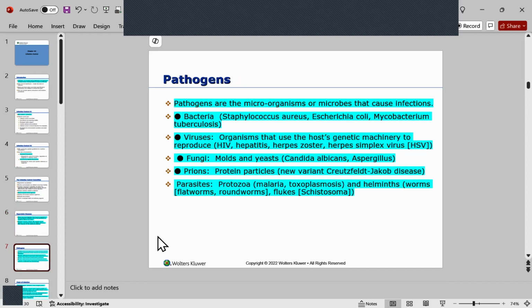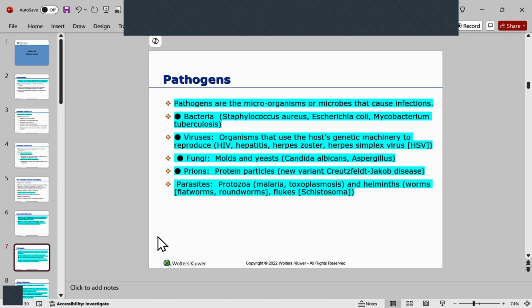Okay. All right. Pathogens. So pathogens are microorganisms, right? Microbes, we can call them too, that cause infection, but there are lots of different kinds of pathogens. So let's talk about them. So we have bacteria. Some examples: Staphylococcus aureus, E. coli, Mycobacterium tuberculosis. Then we have viruses, and they're organisms that use the host genetic machinery to reproduce. So, in other words, they will get into the body and they use your RNA to reproduce. Most viruses are self-limiting. In other words, they'll run their course and kind of burn themselves out at some point, but not all of them. And sometimes before they burn themselves out, they can do a lot of damage.